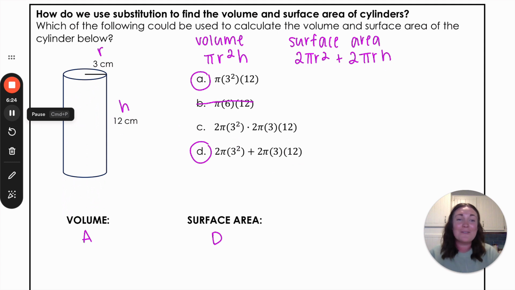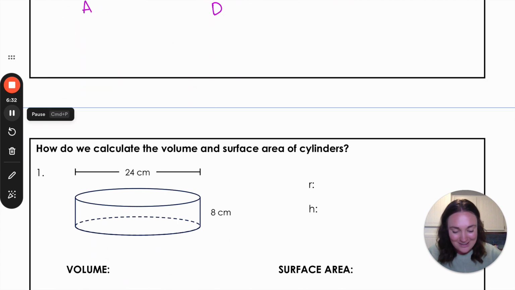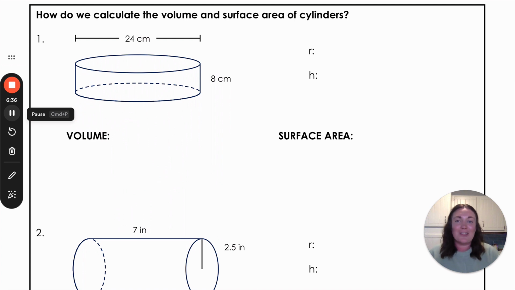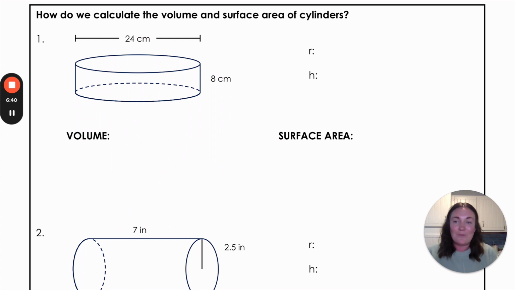All right, so we know where the formulas come from. We know how to use them with substitution. Now let's practice actually solving for volume and surface area of some cylinders that we can look at. All right, so our first one, we have, how do we calculate the volume and surface area of the cylinder? All right, so the first thing is we always need to find our radius and our height first. Now, we can see in this one, we have this 24 goes all the way across our circle. So that 24 is actually our diameter.